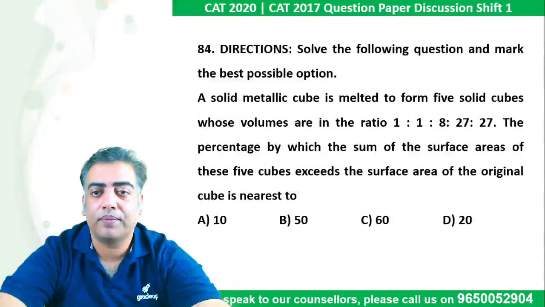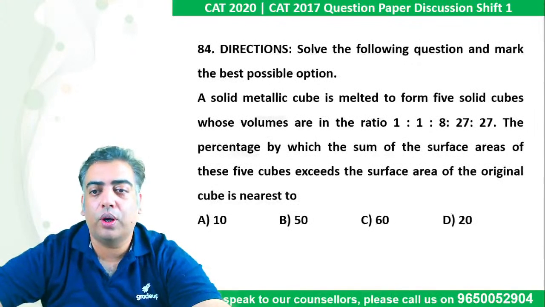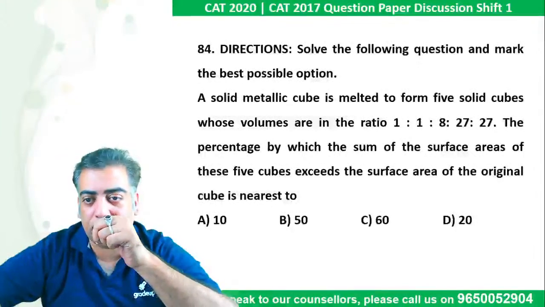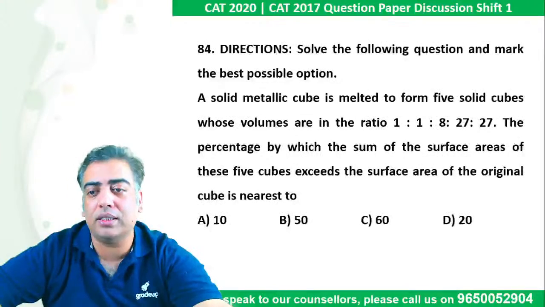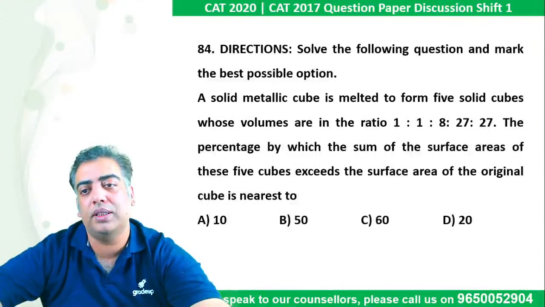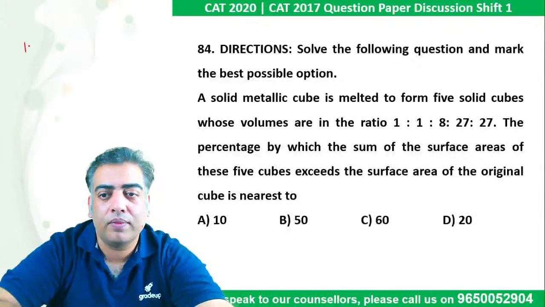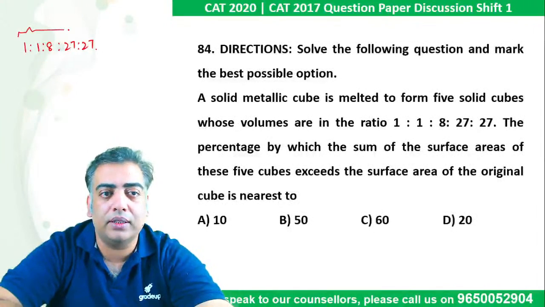So let's move on. Here it says a solid metallic cube is melted to form 5 solid cubes whose volumes are in the ratio 1:1:8:27:27. The percentage by which the sum of the surface areas of these 5 cubes exceeds the surface area of the original cube is nearest to. So in this case, the 5 pieces are in the ratio 1:1:8:27:27.